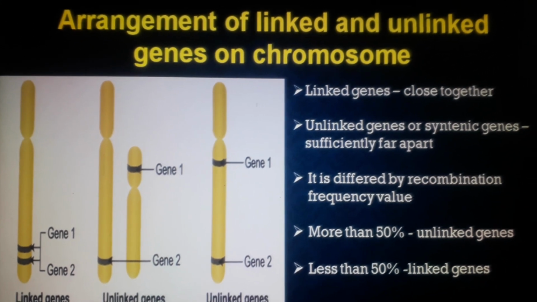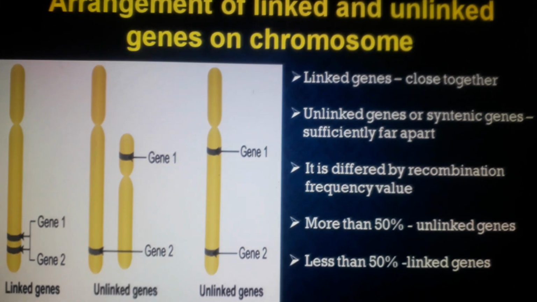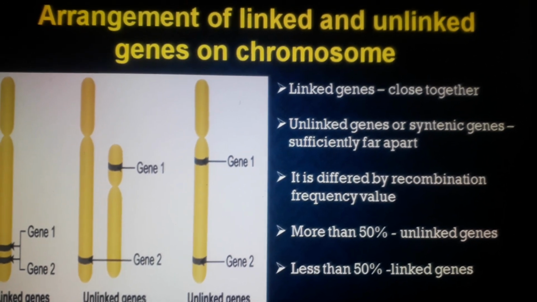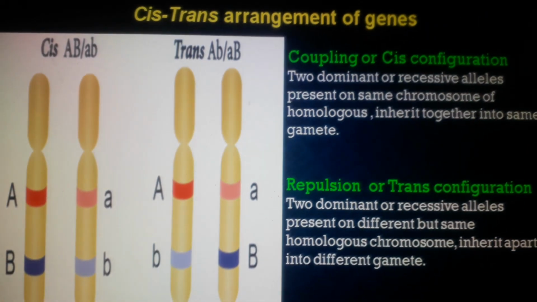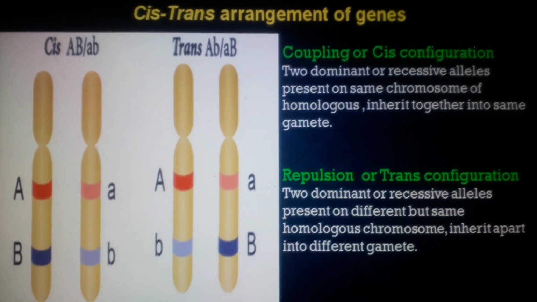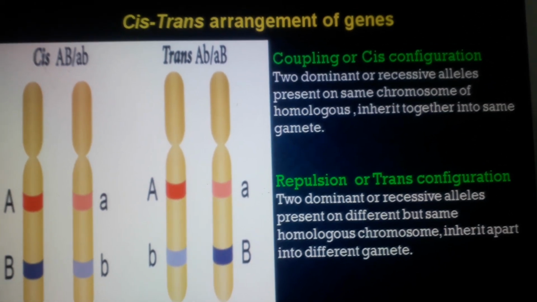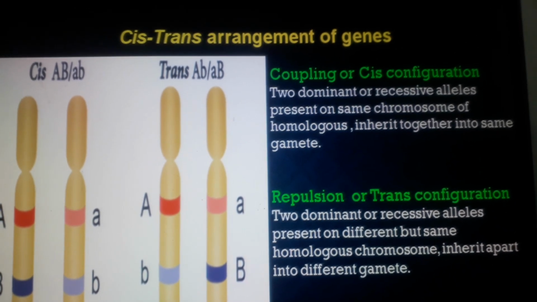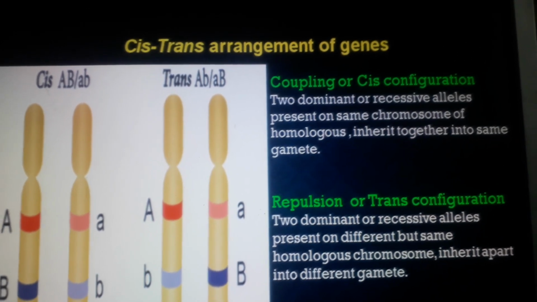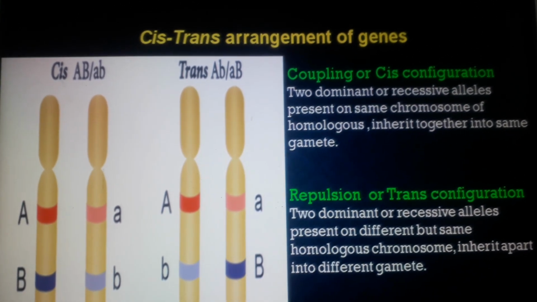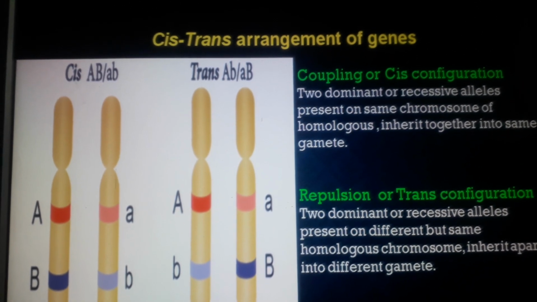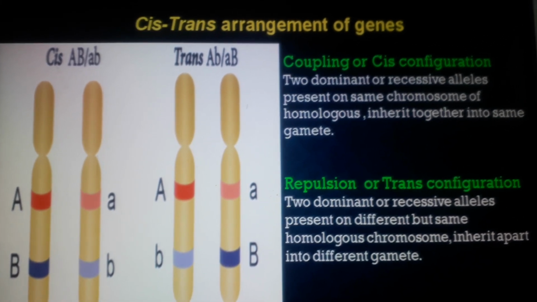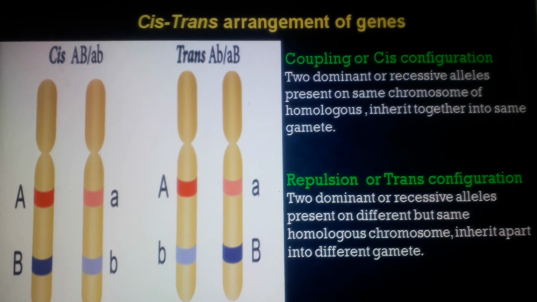The genes are there in a chromosome. If the genes are very near, that is linked. If the genes are arranged far away from each other in a chromosome, that is called unlinked. The genes are located, and after some time the genes may rearrange their places. For example, AB, instead of capital AB, capital A, small b, then instead of small b, small a, capital A, small b. That is a cis arrangement.